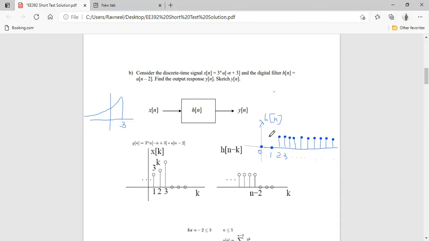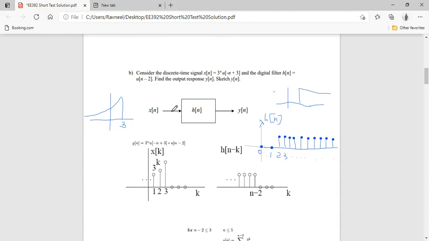Now if it was a continuous graph, it would have been something like this, if you just need to roughly sketch it, with an amplitude of 1. This should have been a straight line. Okay, now you have the graph of x of n and h of n.